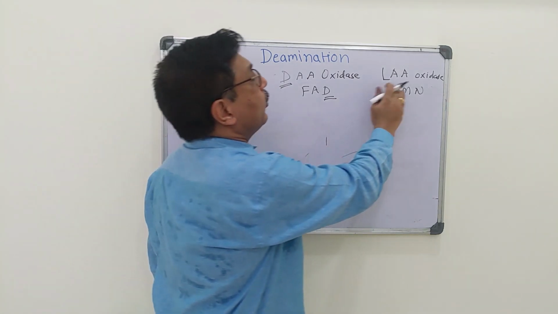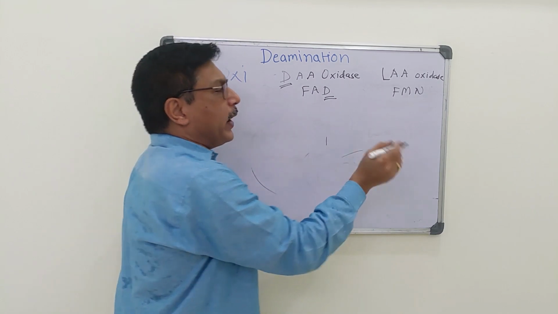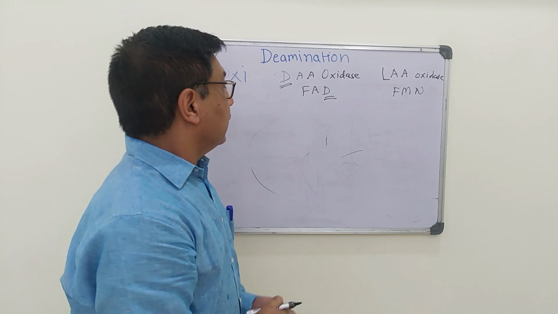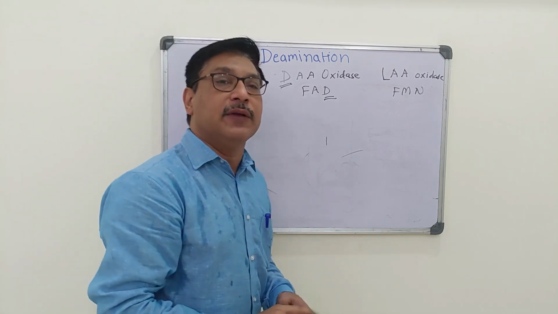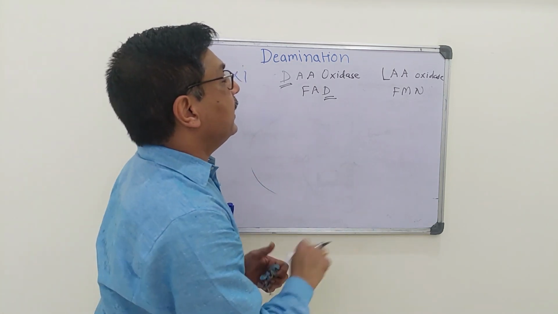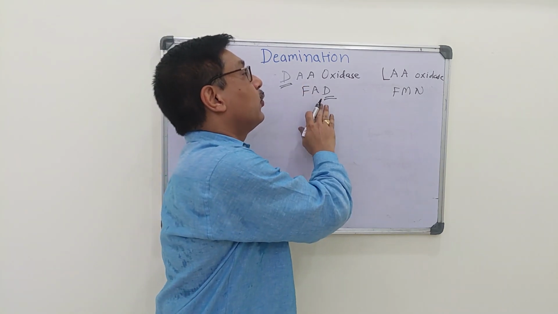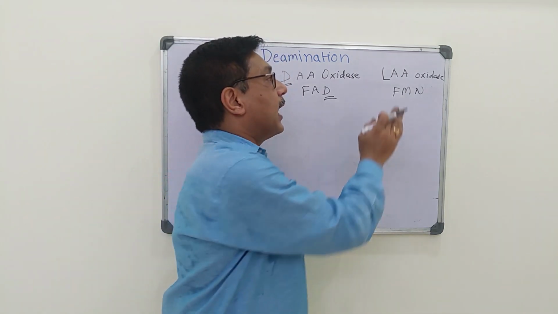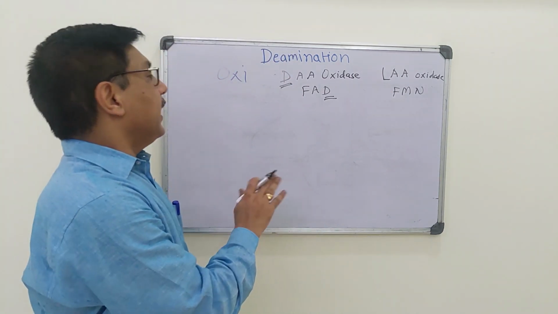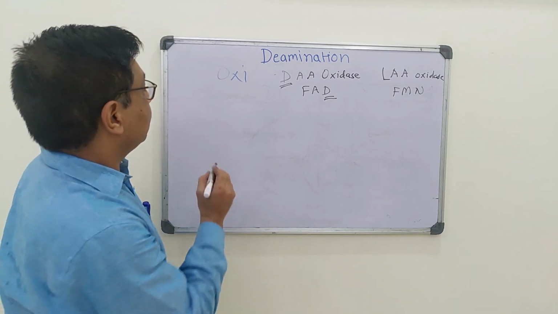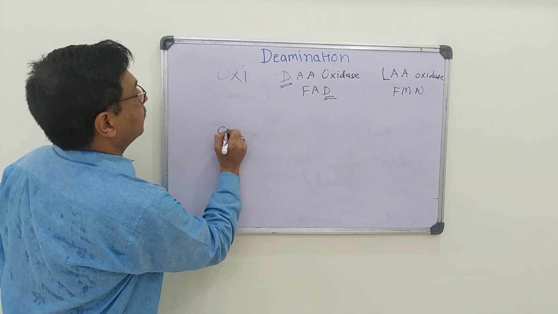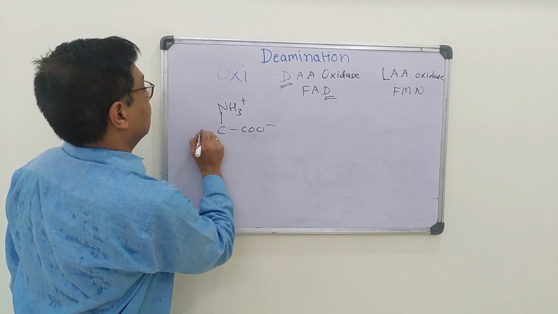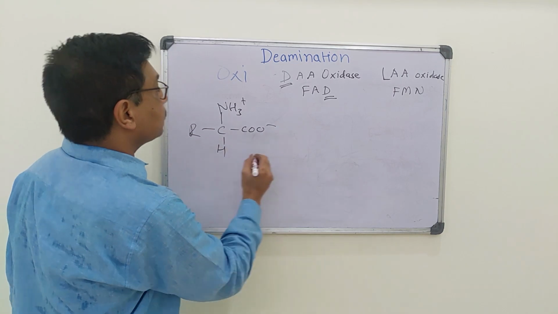L-amino acid oxidase has low activity, is present in small quantity, and has an insignificant role, whereas the activity of D-amino acid oxidase is relatively high. Naturally occurring amino acids in human proteins are L-amino acids. Let us see the action of L-amino acid oxidase. See, this is the amino acid: NH3 plus, COO minus, R and H.